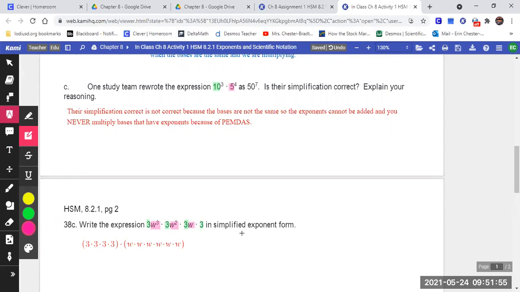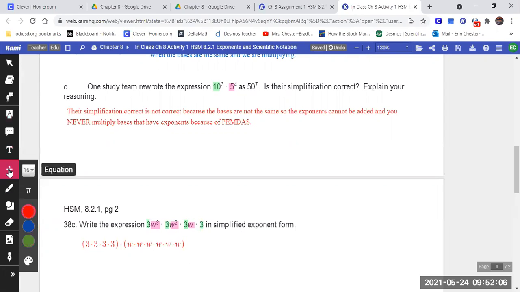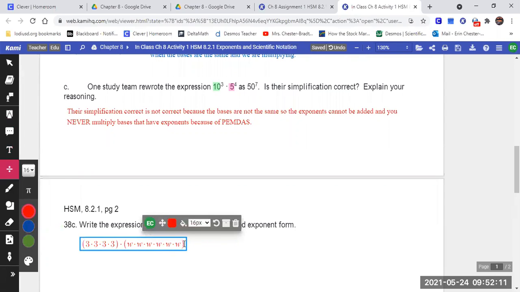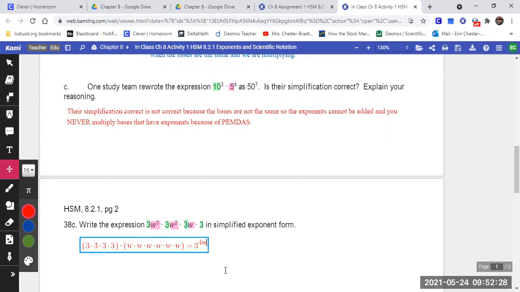It doesn't matter how many we're multiplying in a string, okay? We can have 7 or 8 expressions in a row, as long as there's multiply between and they're the same base. And we have to do this because we have to get the same bases together. All right? So pull it together. Tell me what the final answer would be in exponent form. Yep, 3 to the 4th W to the 6th.